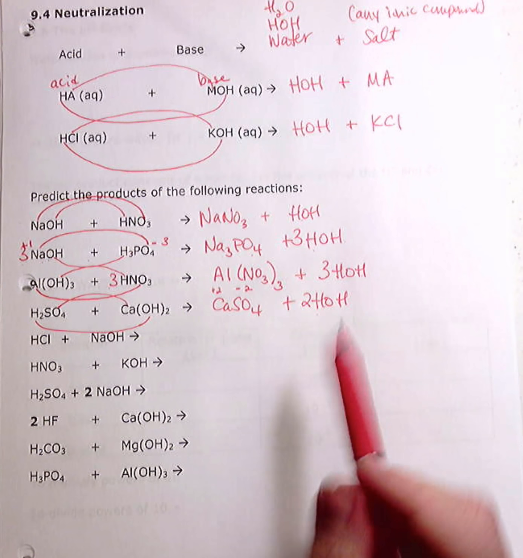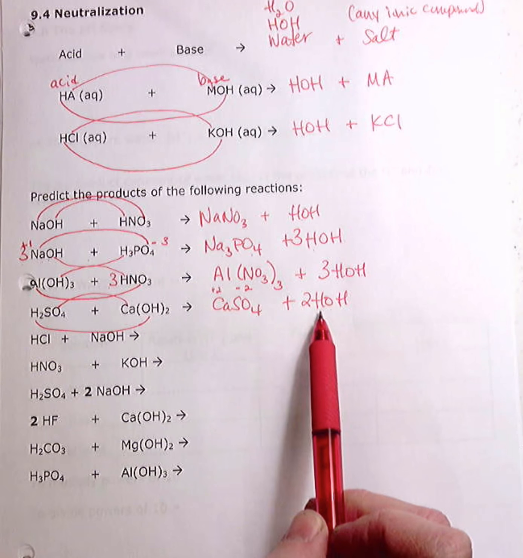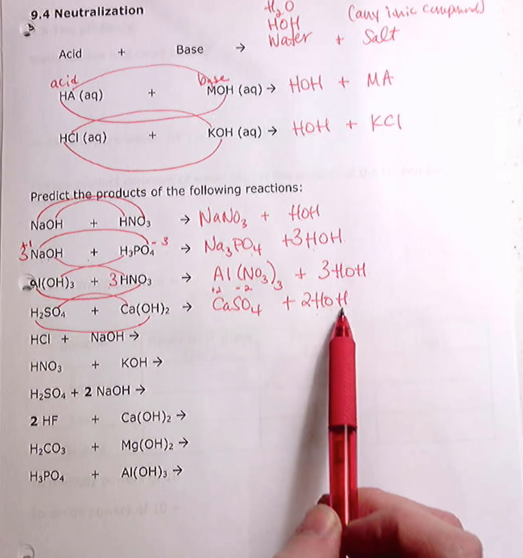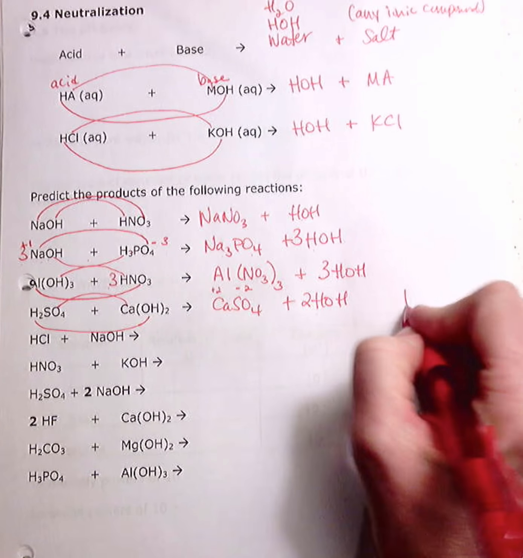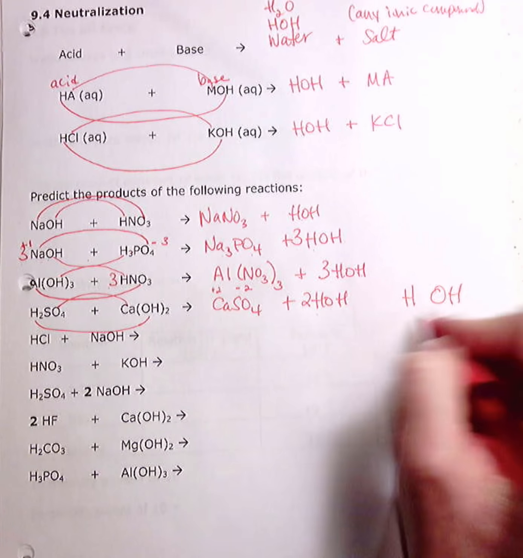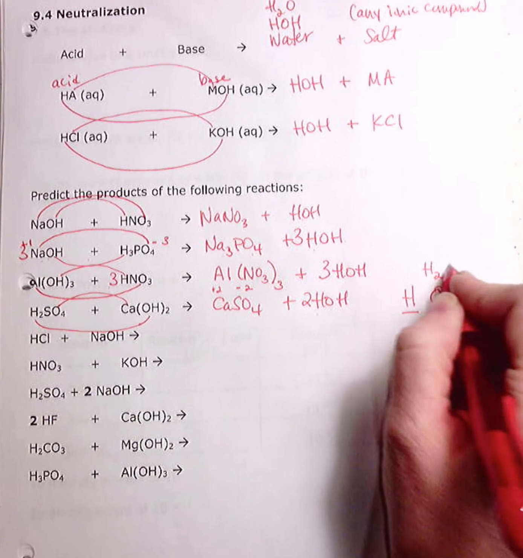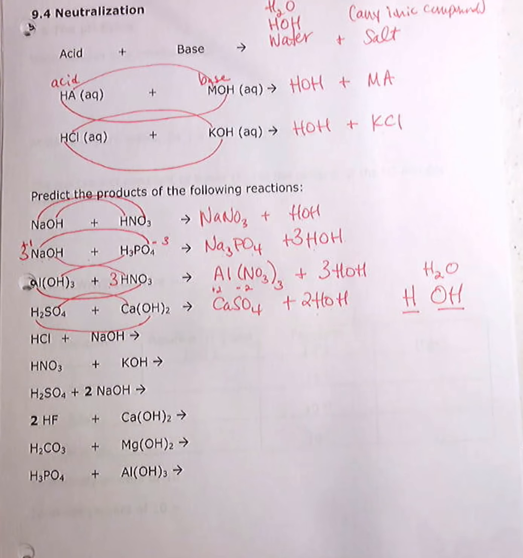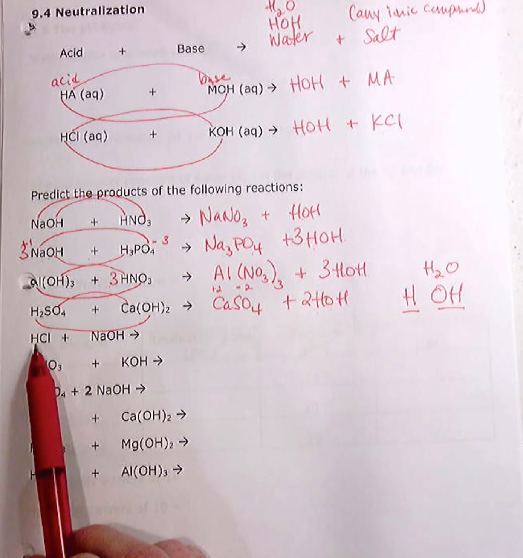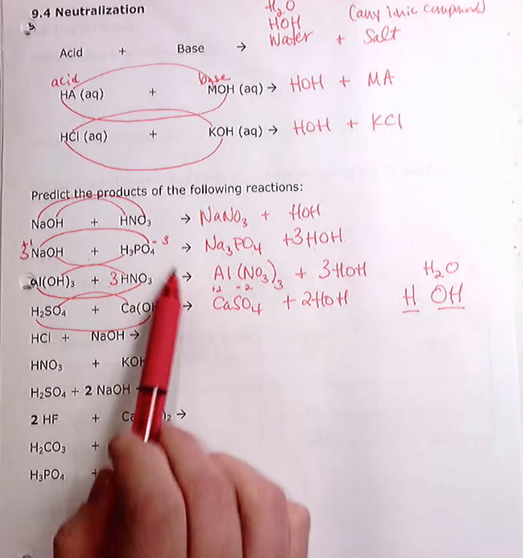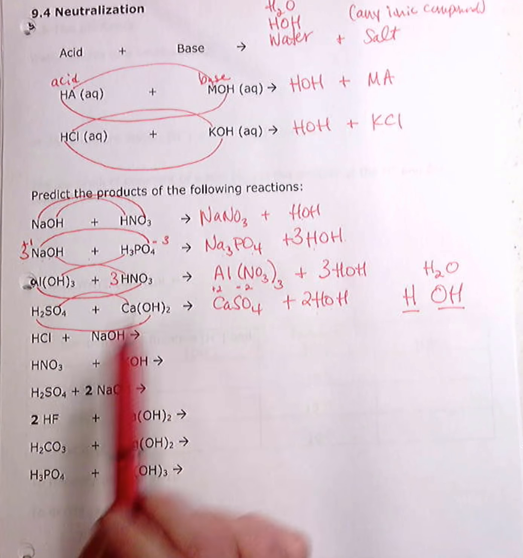When I'm doing neutralization reactions, I really prefer to write water as HOH, and I balance it separately as H and OH, as opposed to writing it H2O. It just makes it a little trickier to find out how to balance it. Okay, so let's go to a few simpler examples. These three in particular were a little tricky.